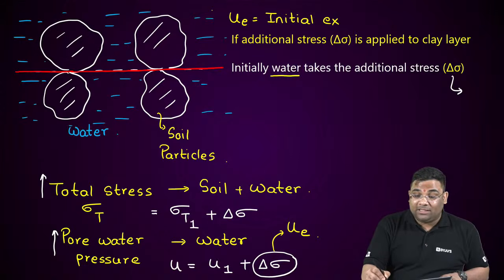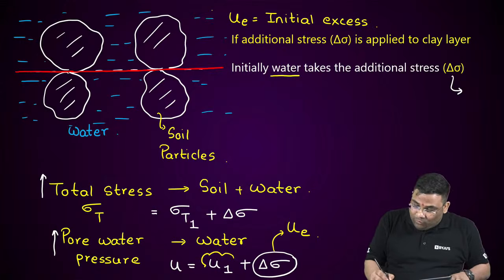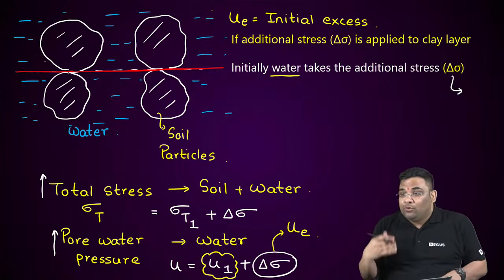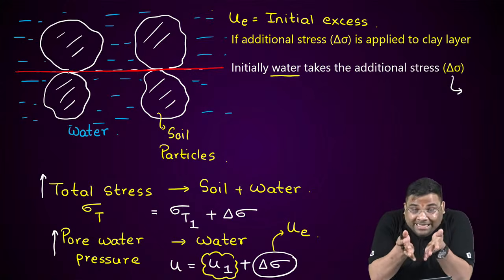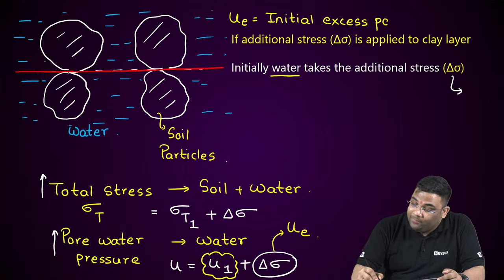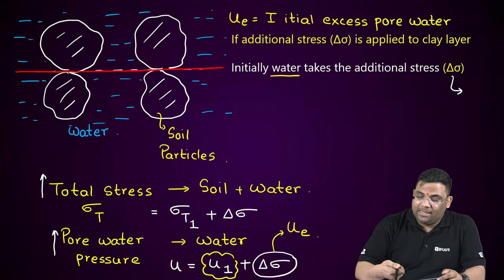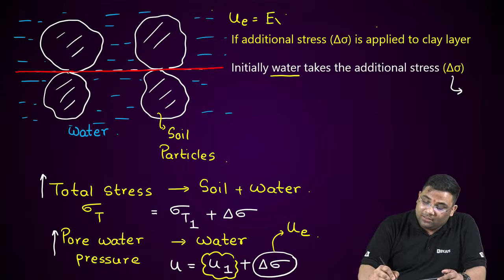Why is it known as excess pore water pressure? Because there was already some existing pore water pressure, and due to this additional stress, the pore water pressure increased. So I am calling it what? Excess pore water pressure. I'll write initial excess pore water pressure, or directly I can write excess pore water pressure.